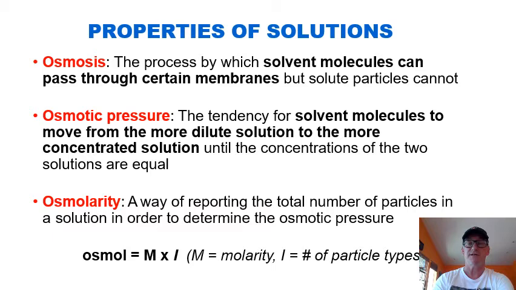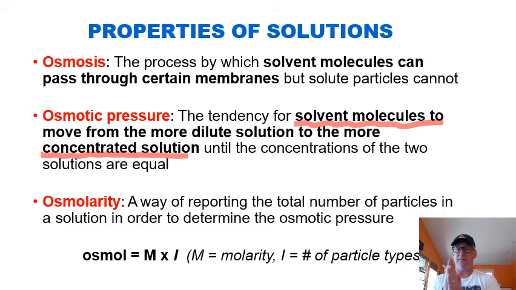So osmotic pressure is the tendency for solvent molecules to move from a more dilute situation where there's less solutes to a more concentrated solution. And they'll keep moving until the concentrations on both sides of the barrier or the membrane or whatever it is are equal to each other. And so that's osmotic pressure. Solvent will move to where we have higher solute concentrations, and we'll keep going until it evens them out.